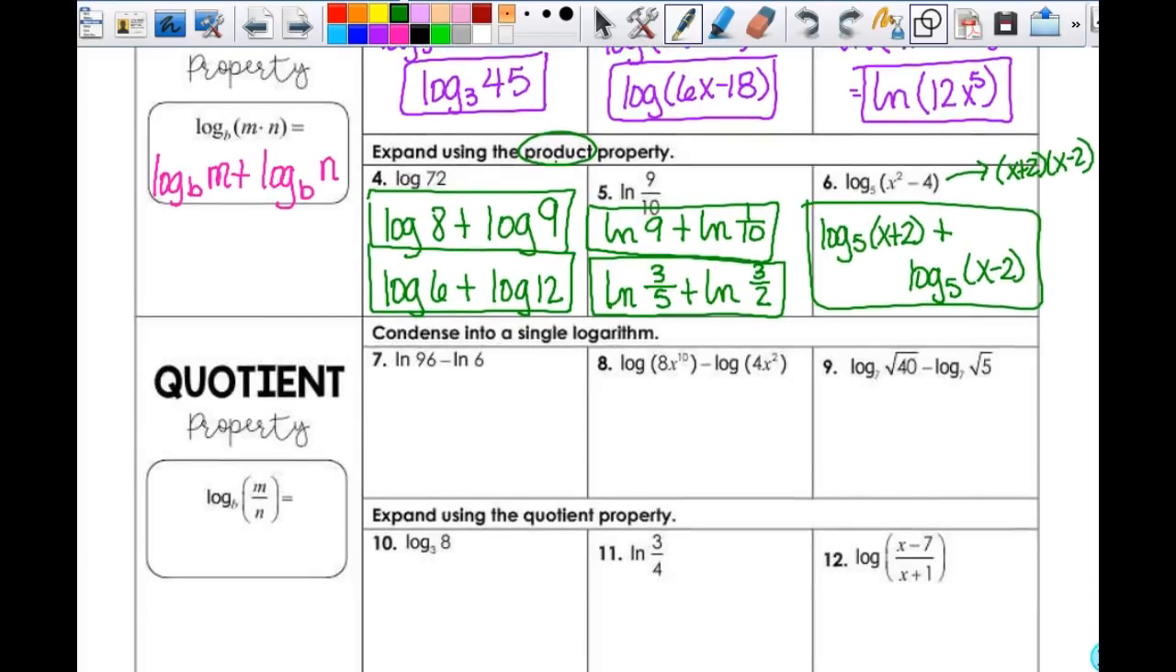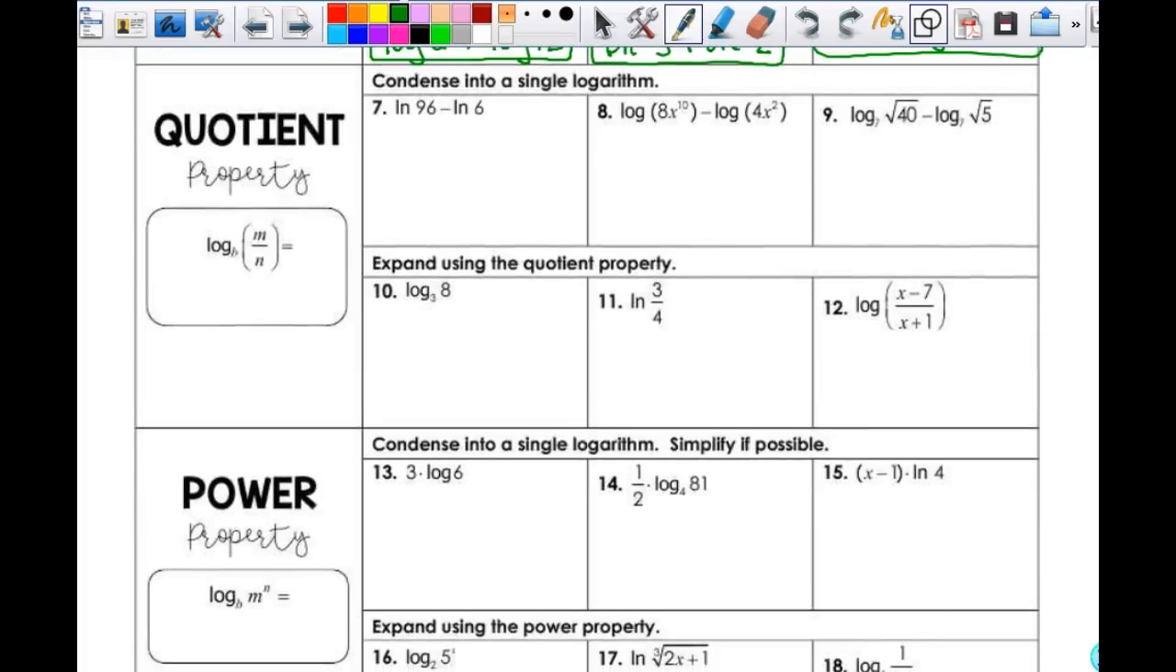Okay, so then we have the quotient property. Quotient property, log base b of m divided by n, that splits up into subtraction. So log base b of m minus log base b of n.